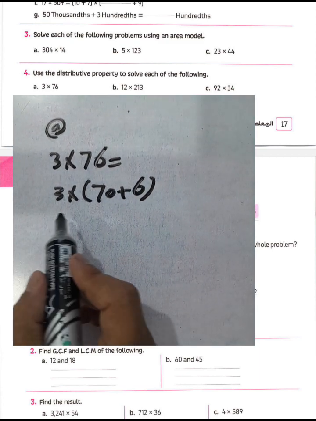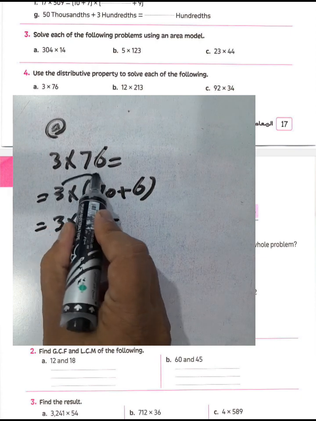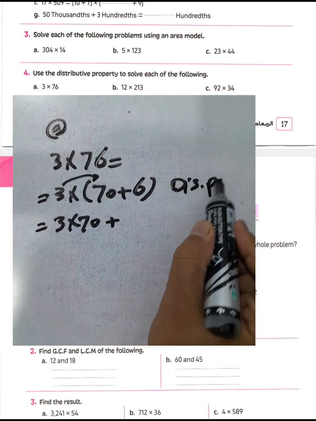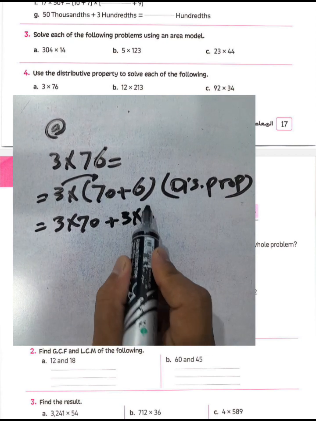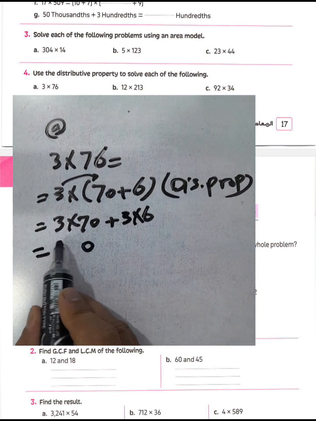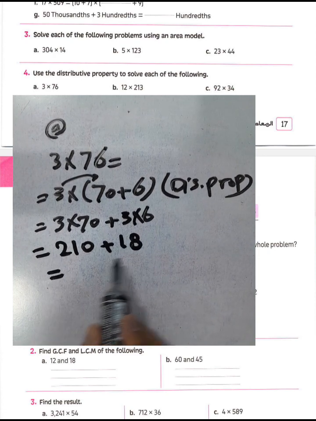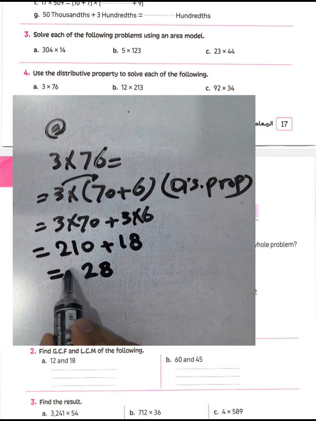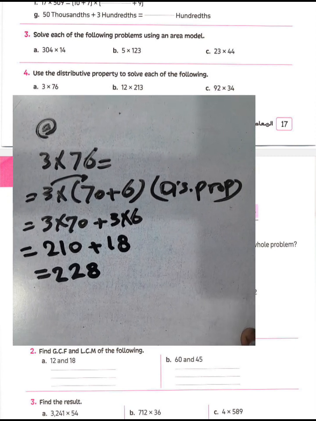And then the result will be 3 times 70 plus 3 times 6, using the distributive property. 3 times 70 is 210, since 3 times 7 equals 21, and 3 times 6 equals 18. Adding: 8 plus 0 equals 8, 1 plus 1 equals 2, and write 2 here. Then the result will be 228.